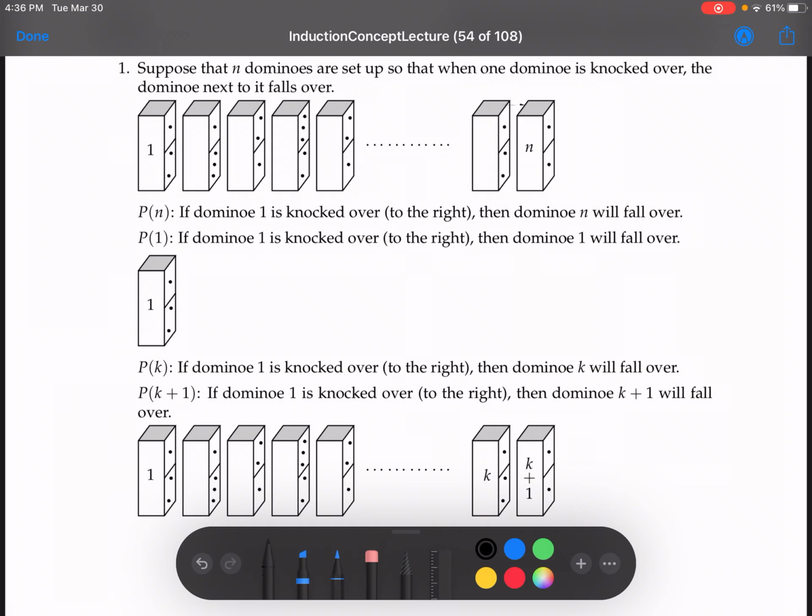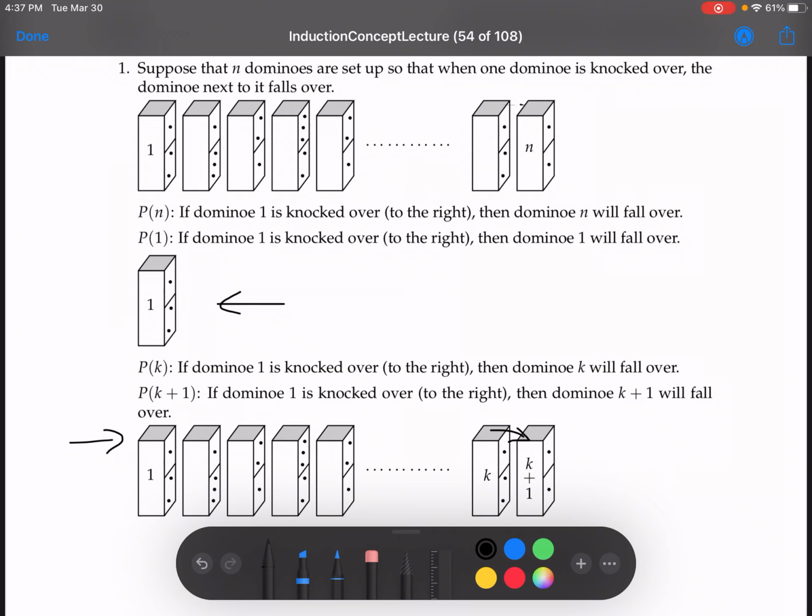Right, so P of k assures us that if we push domino 1 over, domino k will fall over. So why is it that domino k plus 1 will fall over? Well, that's because domino k fell over, right? It's because the one that came before fell over. And this example, for me, epitomizes the concept of induction. You start with a base case. That's just showing that you can start the induction. There is a first domino to knock over.